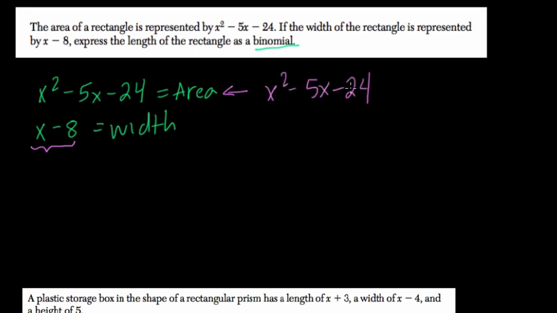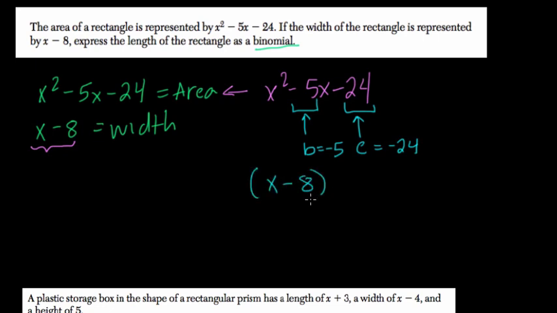With many of these basic quadratics, your go-to approach is to look at this number here and find factors of the C term. This is the C term, the last final number, and see what factors add up to the B term right here. So in our case, C equals negative 24, and B equals negative 5. So we need factors of negative 24 that add to negative 5, except they're giving us one already. X minus 8 is the width, so that means minus 8 is one of the factors we're going to use.